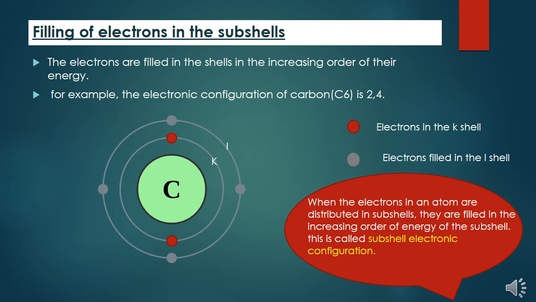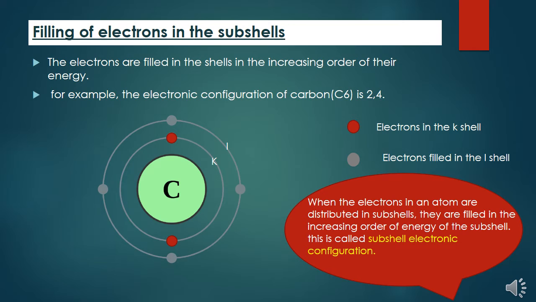Then how do we fill these electrons in each energy level and each sub-energy level? The electrons are filled in the shells in increasing order of their energy. For example, the electronic configuration of carbon is 2, 4. For a carbon atom, the atomic number is 6 and the number of electrons is 6. So the electronic configuration is 2, 4.